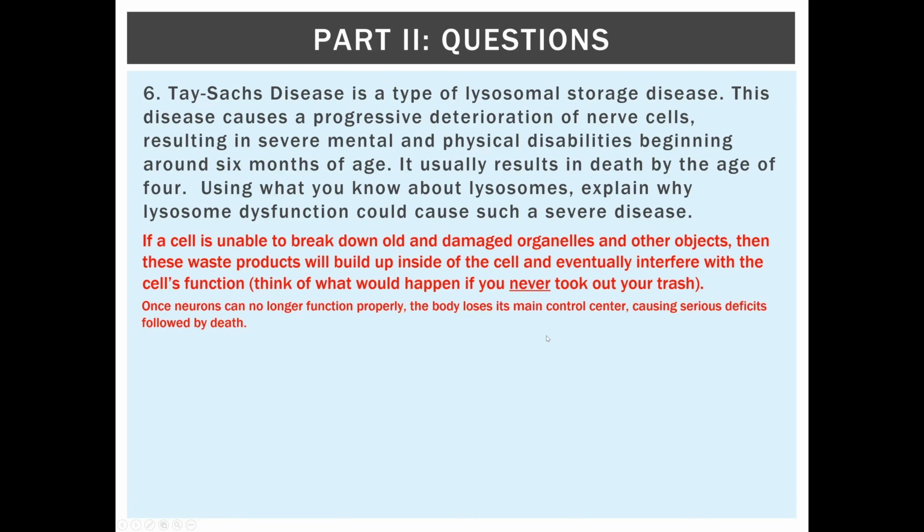And then we're talking about neurons in this particular type of disease, the Tay-Sachs disease. And so once a neuron can't do its job, the body has lost its main control center. The brain can't function, the nerves can't function. And so this causes serious deficits, and this is why it always ends in death at a very young age.